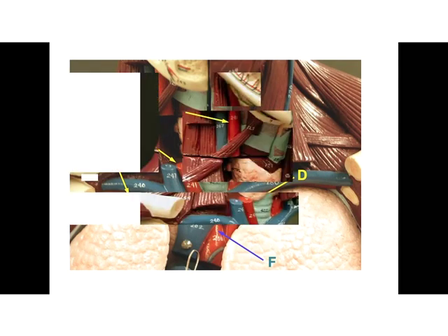What do we have here? This is right subclavian, and this is right common carotid. Again, the split doesn't come until about here, okay?